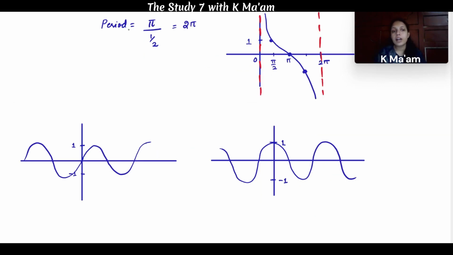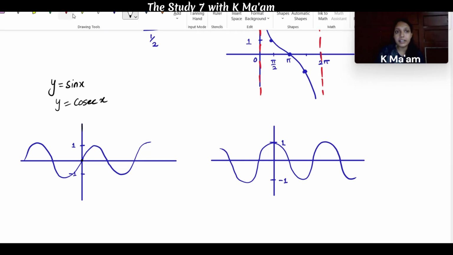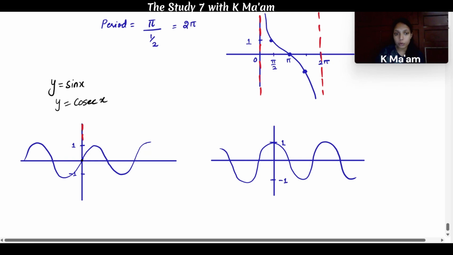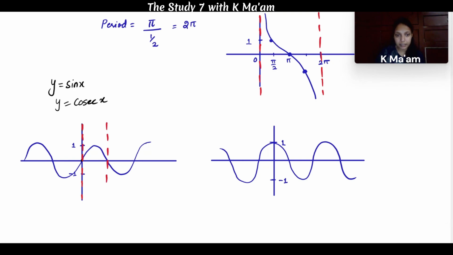Now we are trying to graph the reciprocals for sine and cosine. Y equals sine x, this is its graph. I have to graph cosecant x. Cosecant x is the reciprocal of sine. Sine is 0 at 0, and what is the reciprocal of 0? Undefined. So at 0, cosecant will be undefined. Where sine is 0, cosecant will be undefined because that is the reciprocal. So at 0 it's undefined. At pi it's undefined. At 2 pi it is undefined.